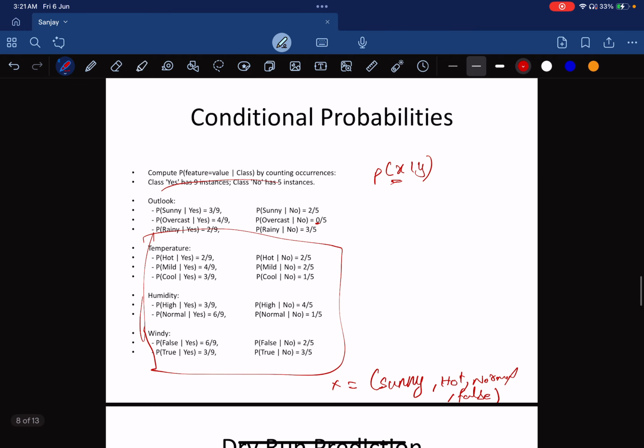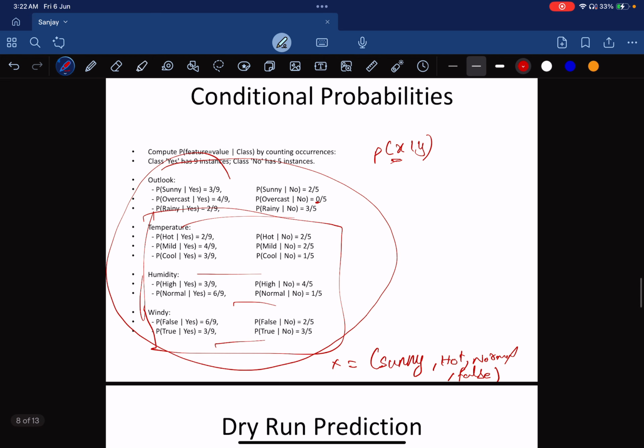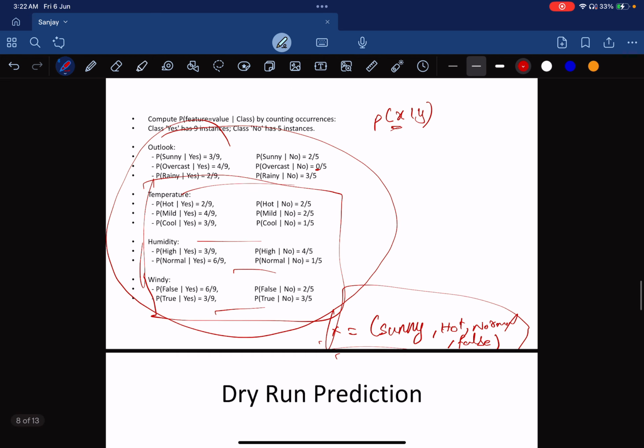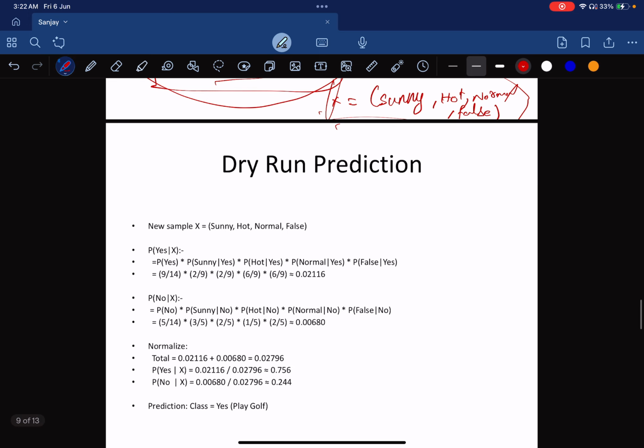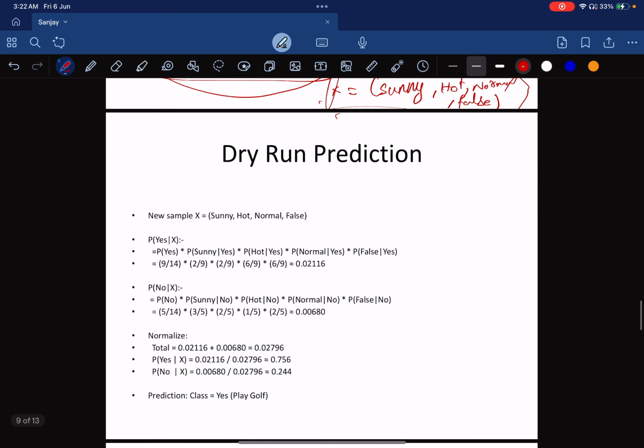We found the probabilities of the data, and each feature is independent of the others. So we find the probability of each independent feature, and these are the probabilities. We have calculated that, and we need to predict the output. So let's try that. The input is sunny, hot, normal, and false.